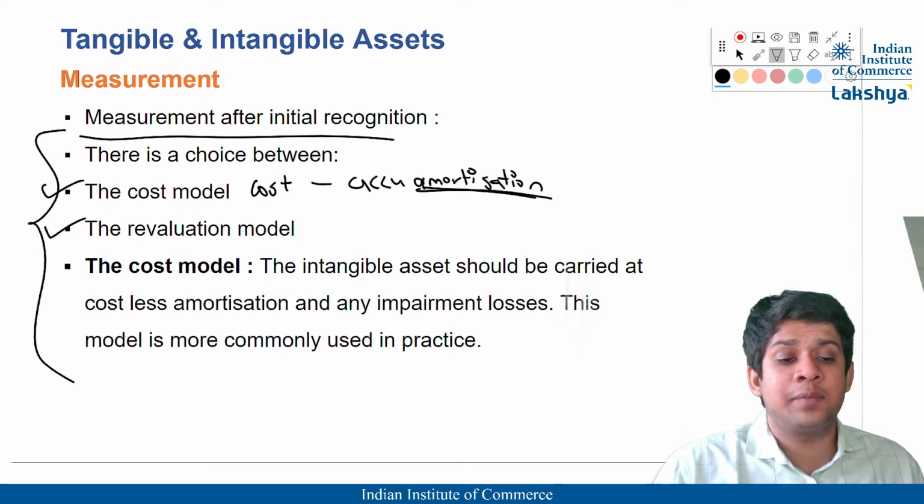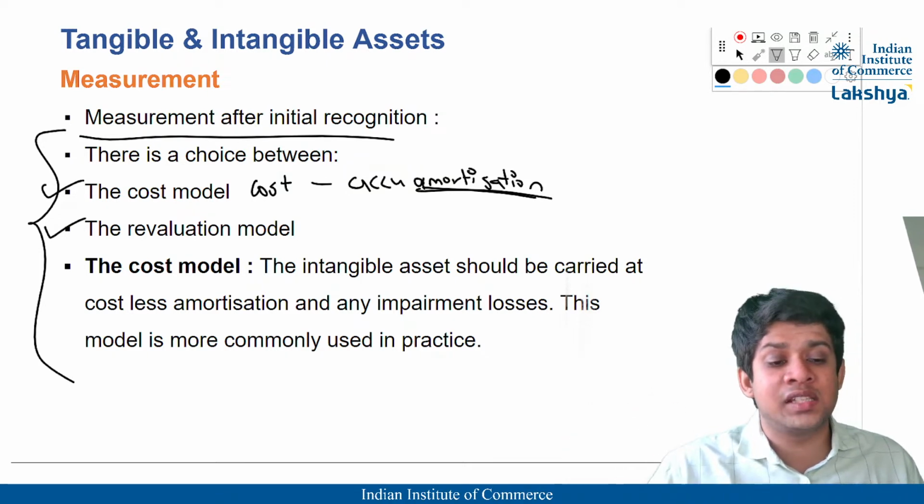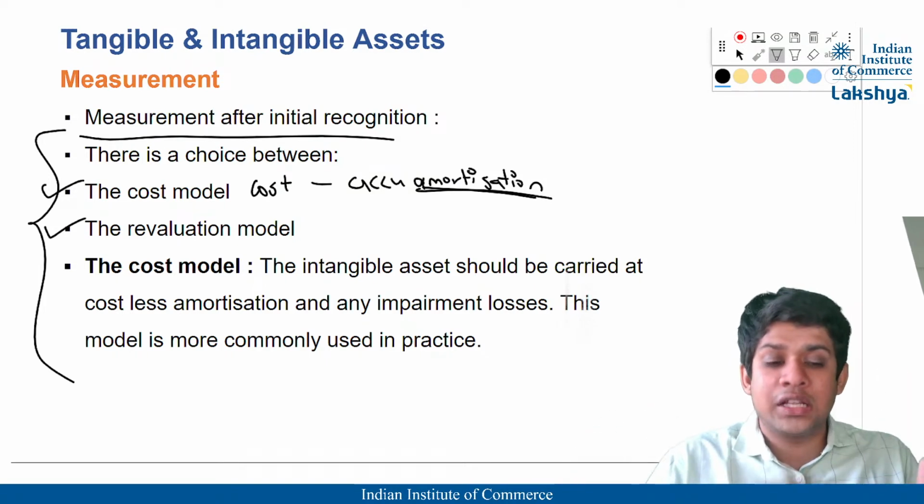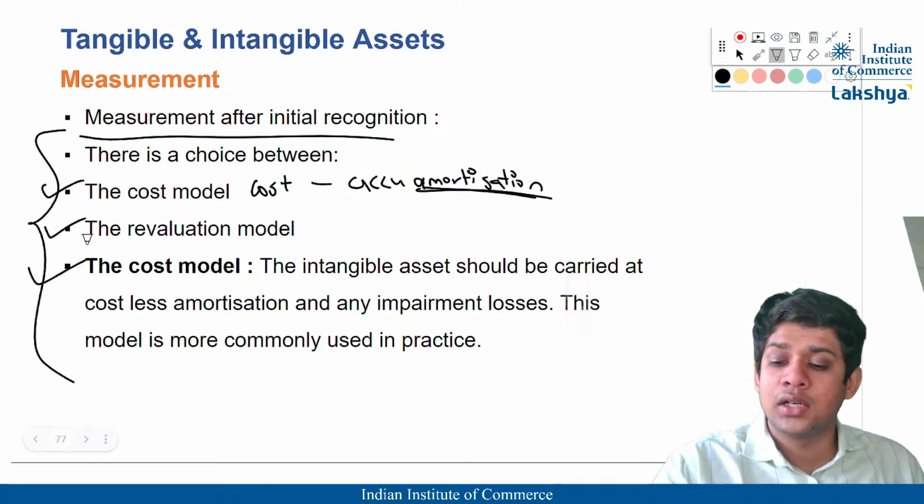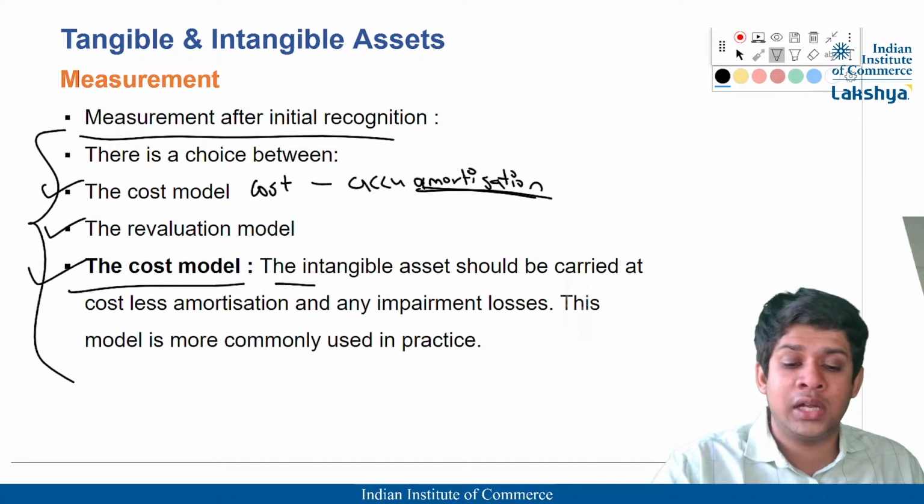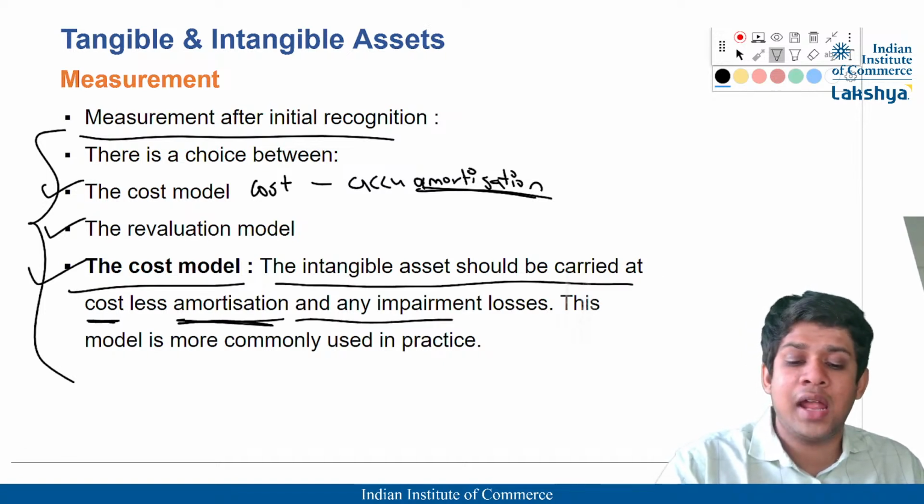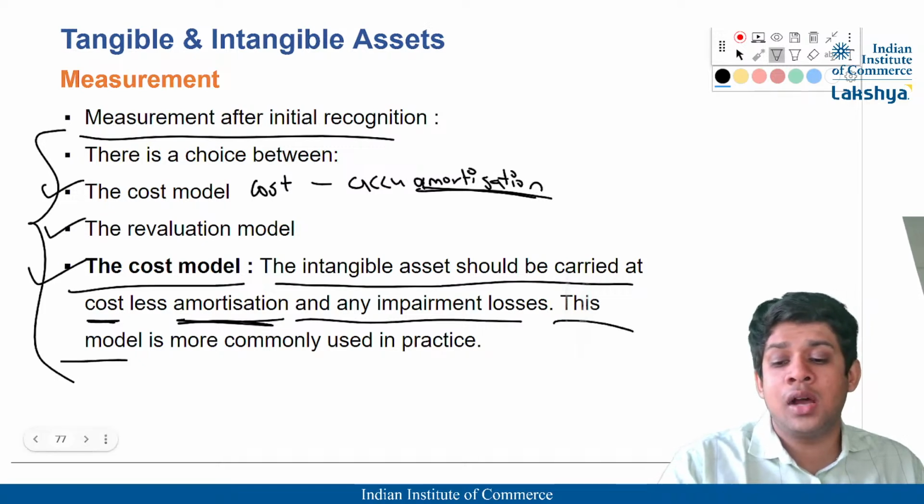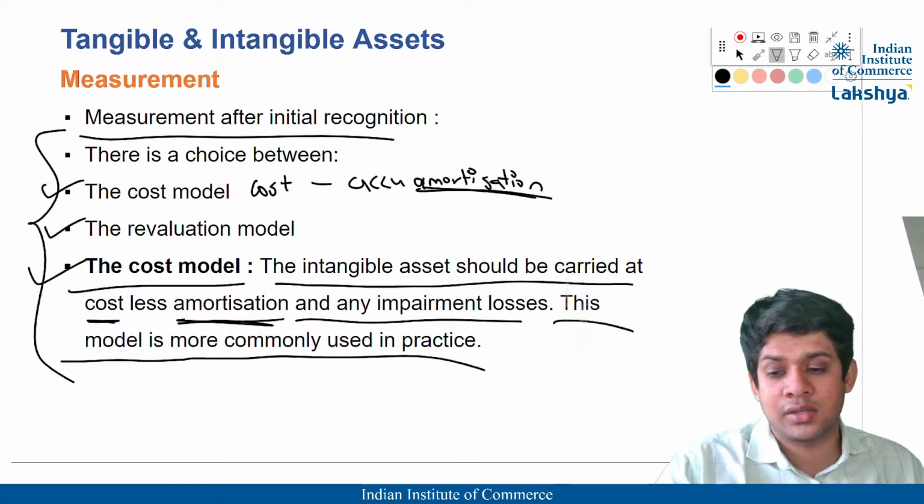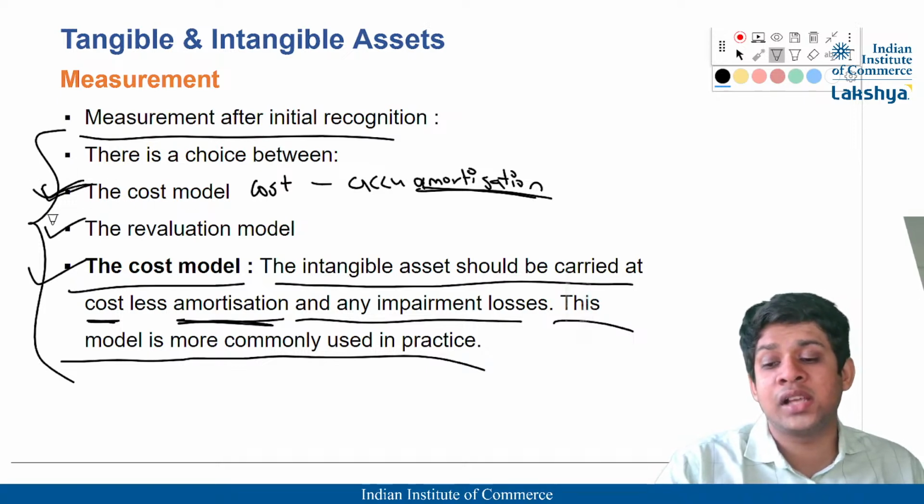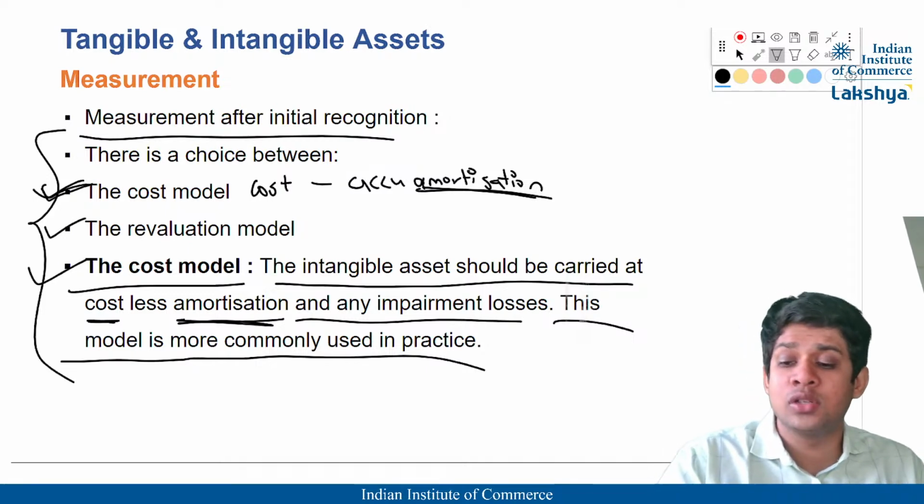The only difference is that for a tangible asset, it is known as depreciation. For an intangible non-current asset, it is known as amortization. Okay. Now, guys, cost model, they are explaining the same thing. The intangible asset should be carried at cost less amortization and any impairment losses. This is more commonly used in practice. Cost model for intangible assets is more commonly used in practice as compared to the revaluation model. Revaluation model is less frequently used.